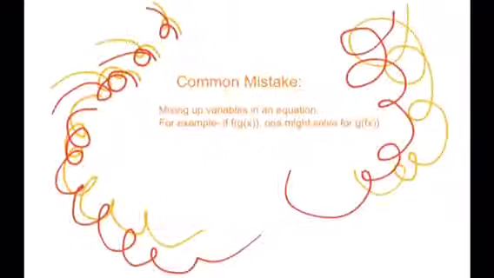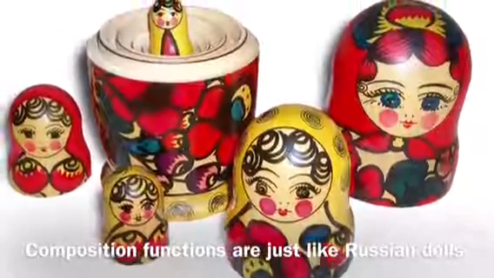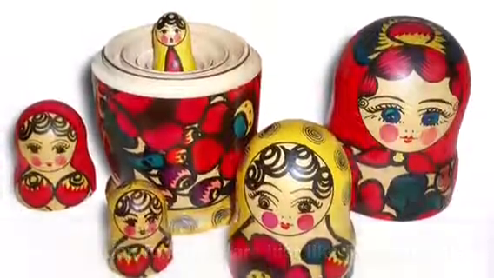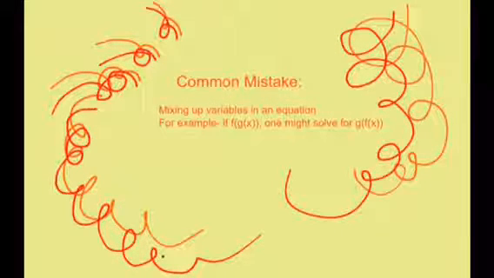A common mistake to watch out for is mixing up variables in an equation. For example, if asked for f of g of x, one might solve for g of f of x. Composition functions are just like Russian dolls in which they stack within each other, and be sure to read the equations carefully and solve for whatever the question is asking for.